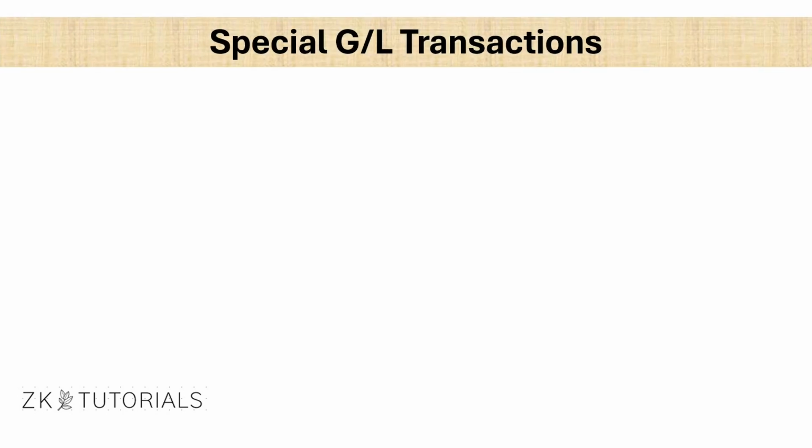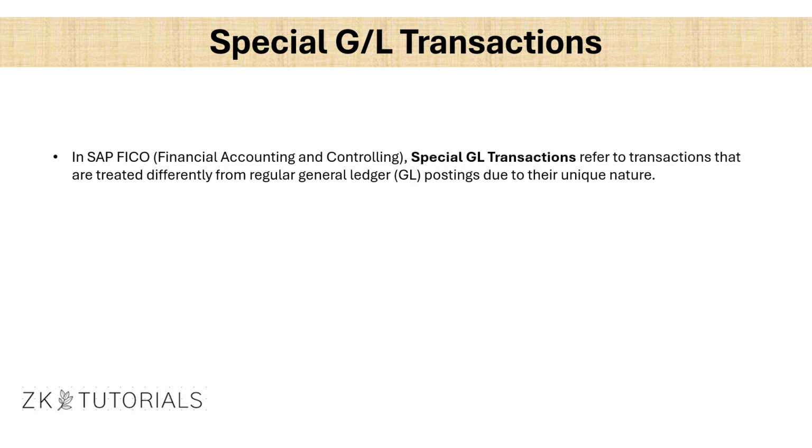In SAP FICO, that is Finance and Controlling, special GL transactions refer to transactions that are treated differently from regular general ledger postings due to their unique nature. Regular general ledger postings means where we do all the general day to day activities. That means purchases, sales, paying interest, paying expenses, rent expenditure, fuel expenses, electricity expenses. These are all general transactions. These all come under general ledger postings.